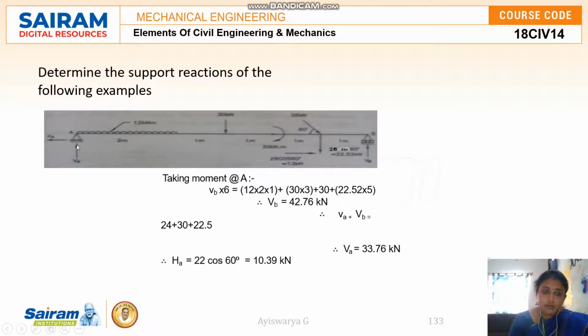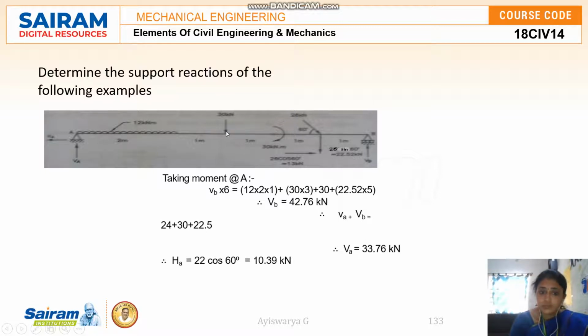Wherever you find a hinged support, there you can apply two forces, that is a vertical force and a horizontal force. And then the UDL you need to make into a single concentrated load, that is W into L. 12 kilonewton per meter into 2 meter, that is 24 kilonewton at the mid of the load, at the mid of the span.